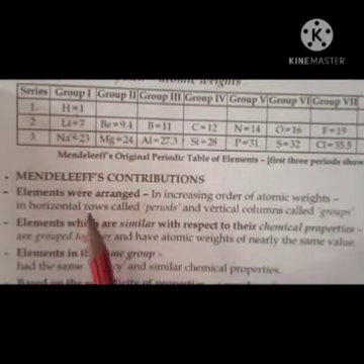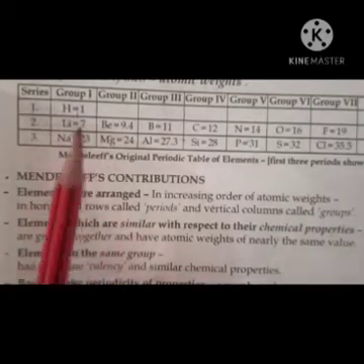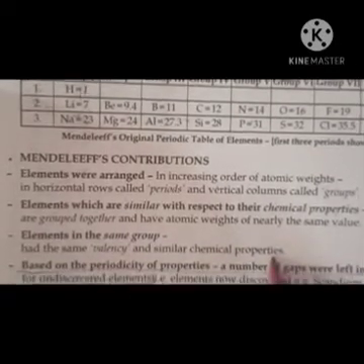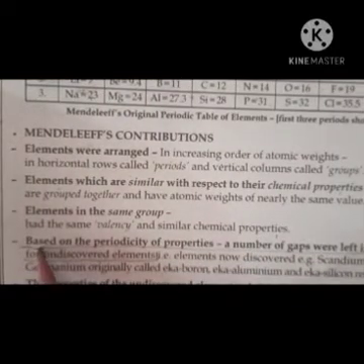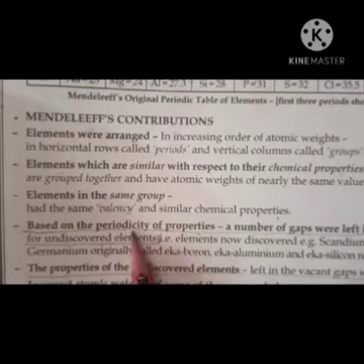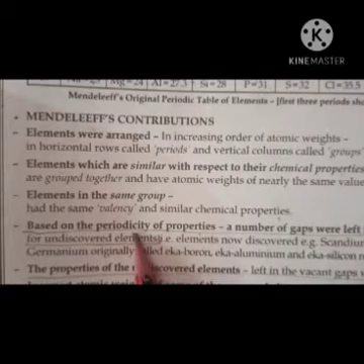So next, elements in the same group have the same valency and similar chemical properties. The next contribution is based on the periodicity of properties. What is the meaning of periodicity of properties? Periodicity of properties means repetition of properties after a certain interval.